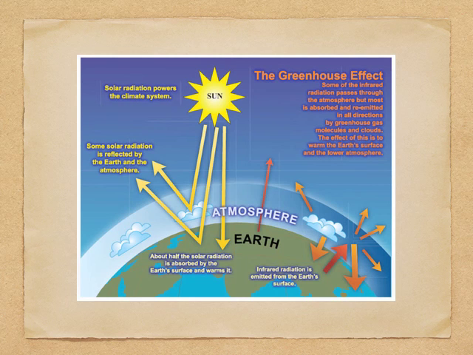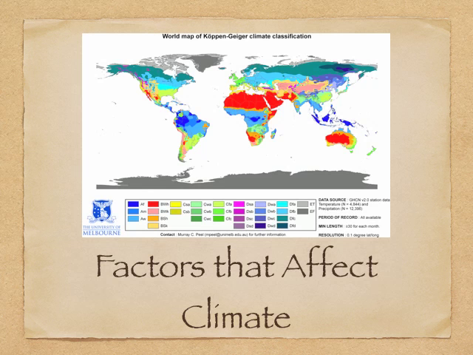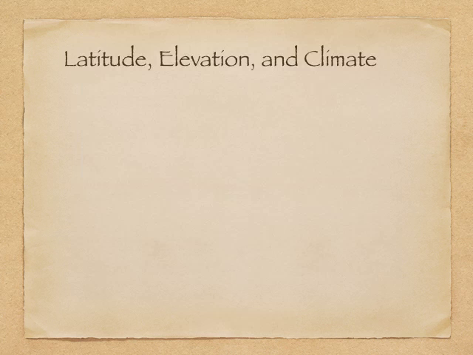Here's another diagram that shows it a little bit more clearly. We have some radiation that comes in, some bounces back out, some stays. So we have the factors that affect the climate. We have a map here that shows the different types of regions. It has to do with temperature, precipitation, and what other factors that affect our climate.